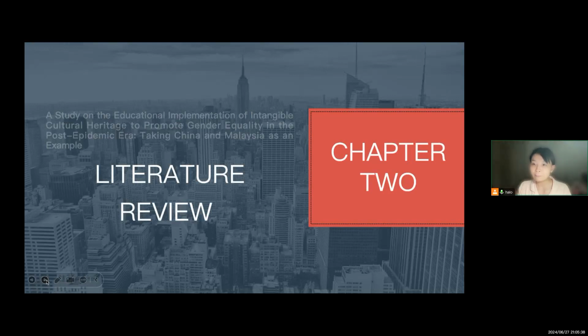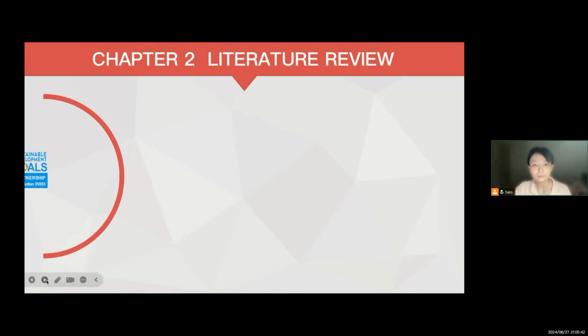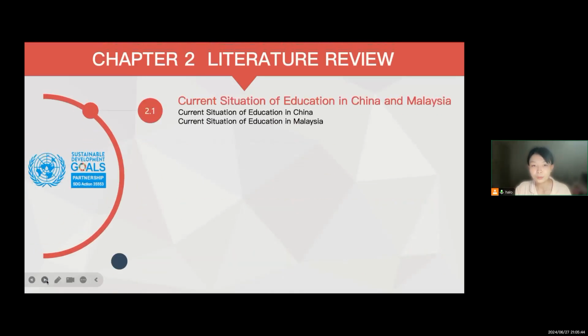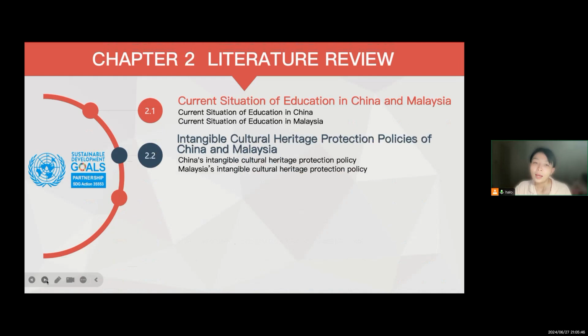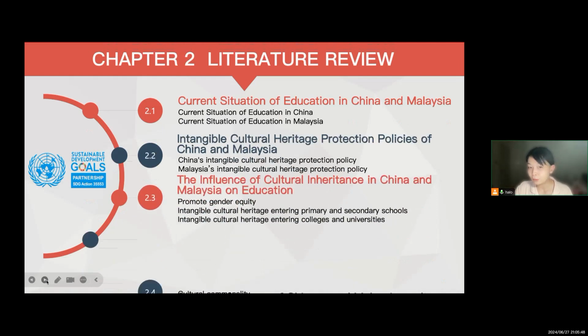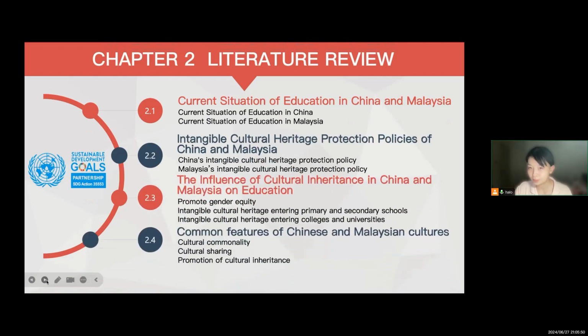Okay, let's come to chapter 2, literature review. In this chapter, as you can see, it is divided into the following points. That is, the current situation of education in China and Malaysia, intangible cultural heritage protection policies of China and Malaysia. Third, the influence of cultural inheritance. Fourth, common features of the two countries.